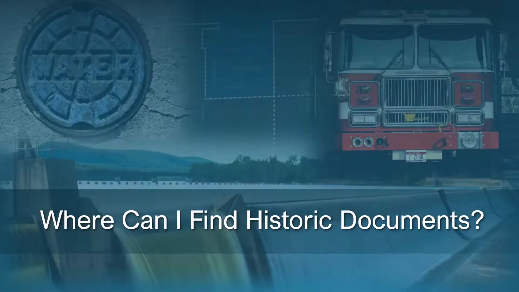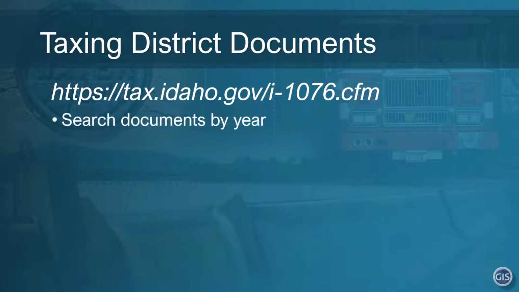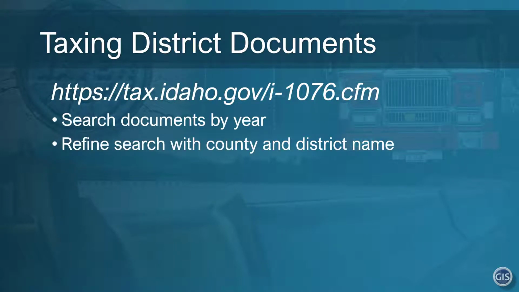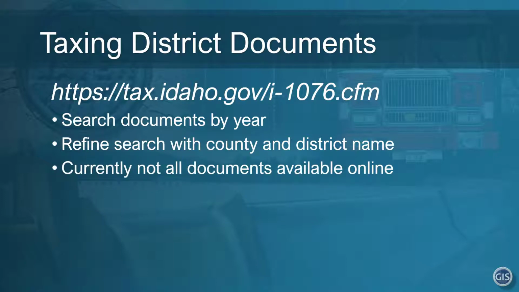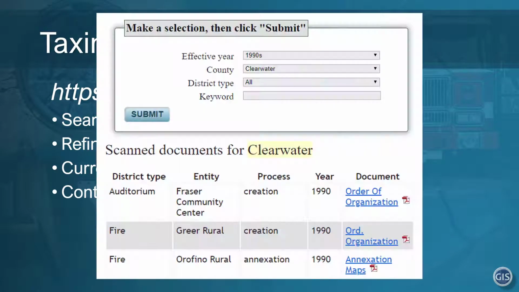Where can I find historic documents? At the above web address, you can search for documents by year and refine search with county and district name. Currently, not all documents are available digitally, so contact Idaho State Tax Commission GIS for additional documents. Here you can see the historic document search page. All documents are available to view or download as PDF.